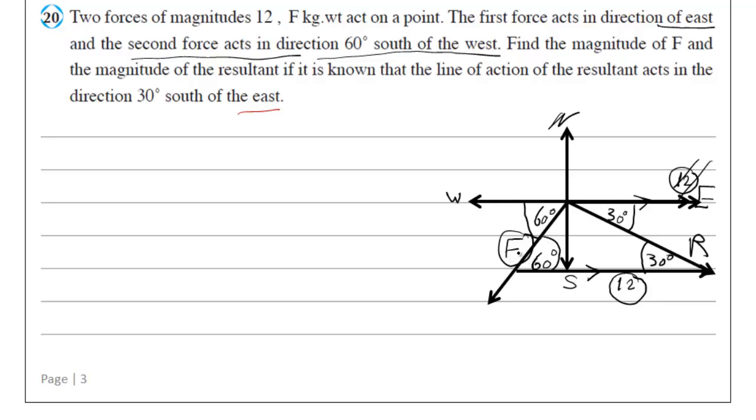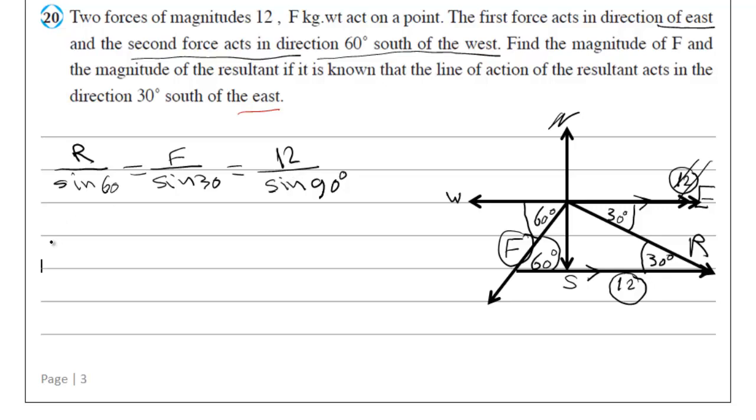and now applied the sine rule, R over sine 60 equals F over sine 30 equals 12 over sine 90. Sine 90 degrees.